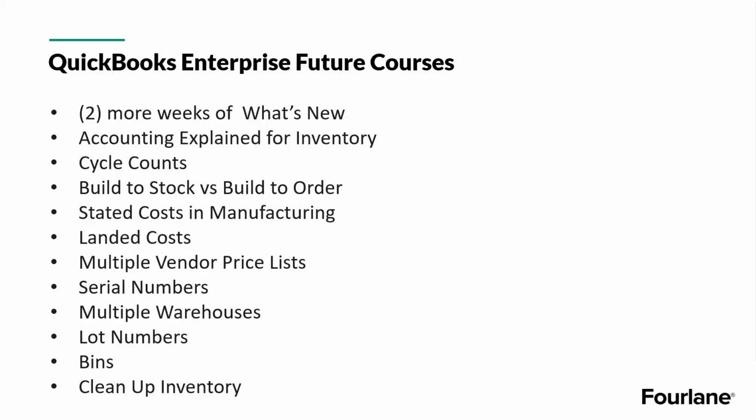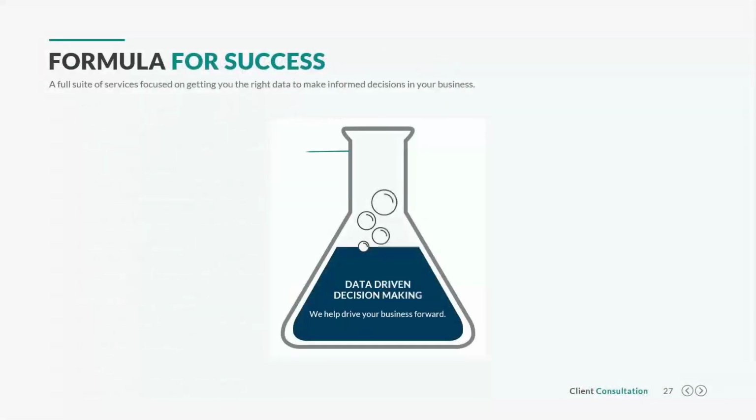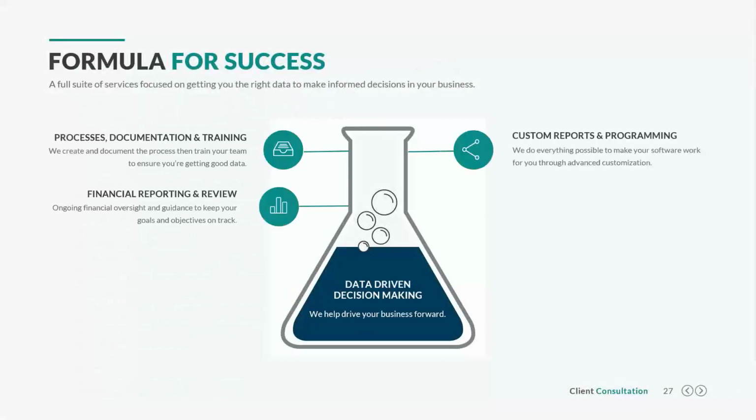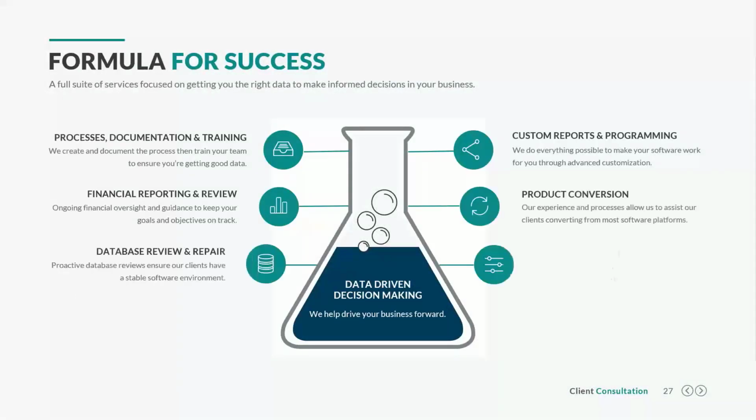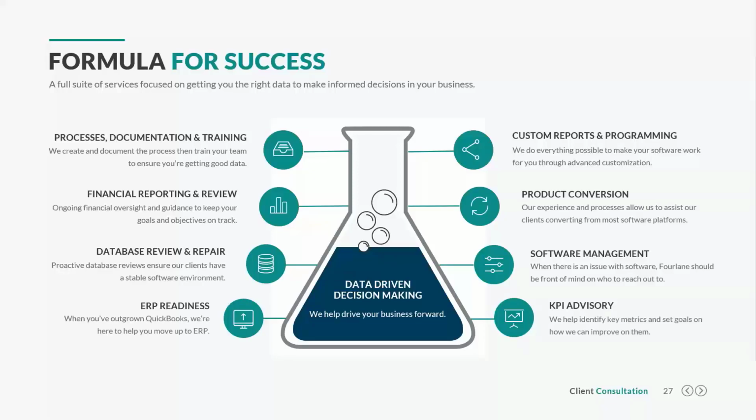I'm going to go ahead and close this out though, reminding you what our formula for success here is at Fourlane. We are giving our clients access to data to make decisions quickly in this climate, especially with things going up and down. People need to be able to have metrics that they're looking at quickly and that they trust, and that's what we focus on here.